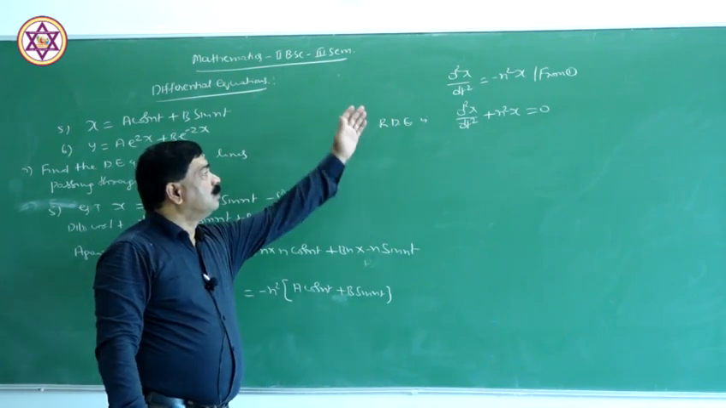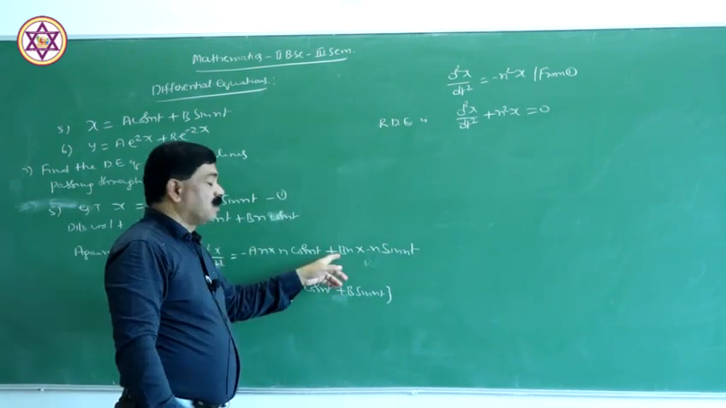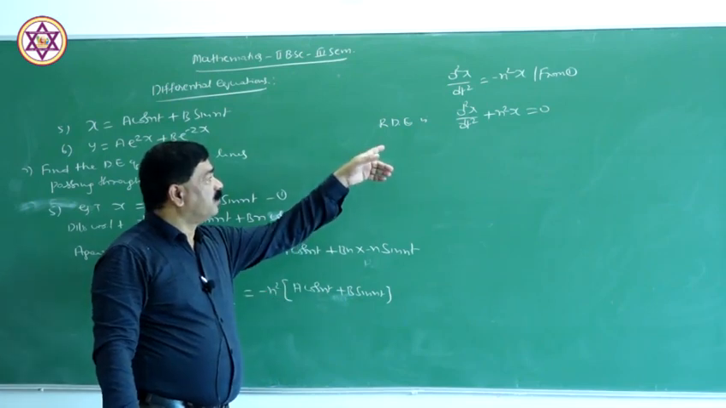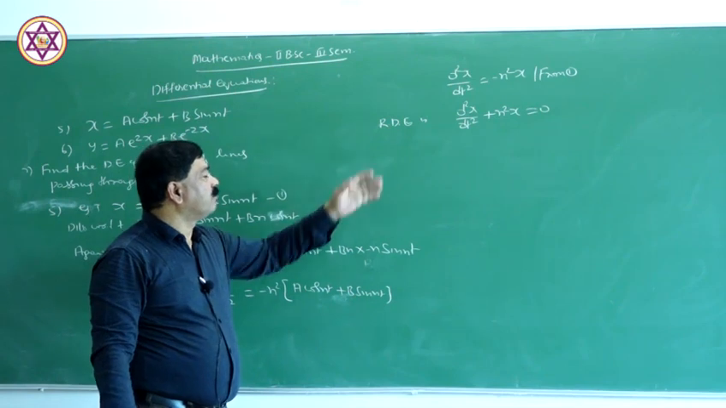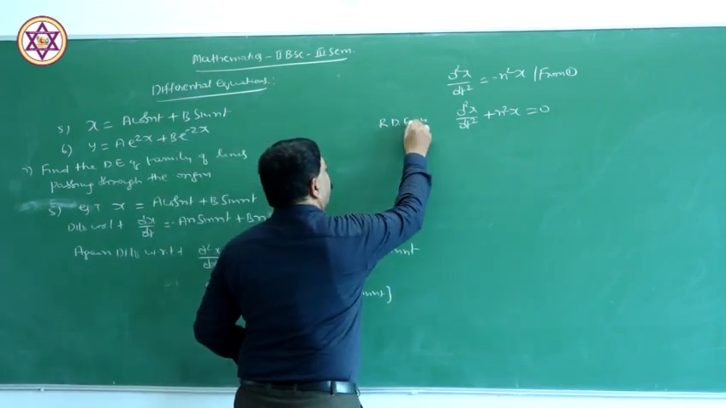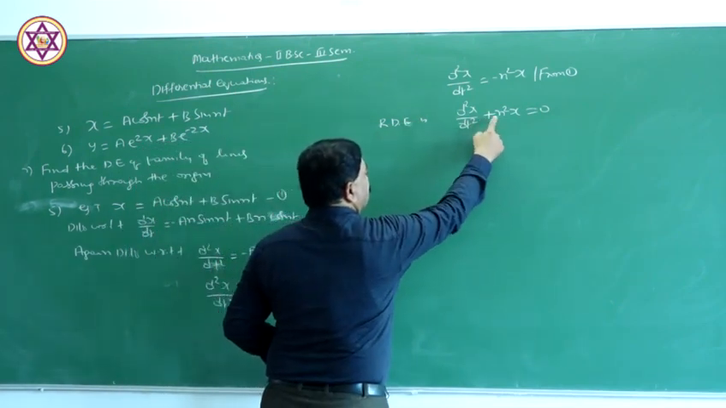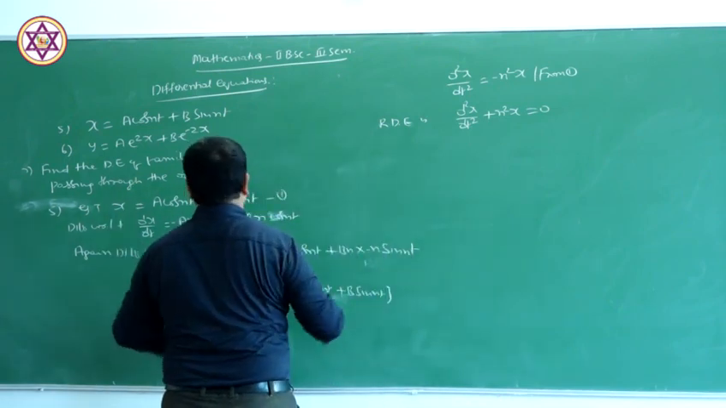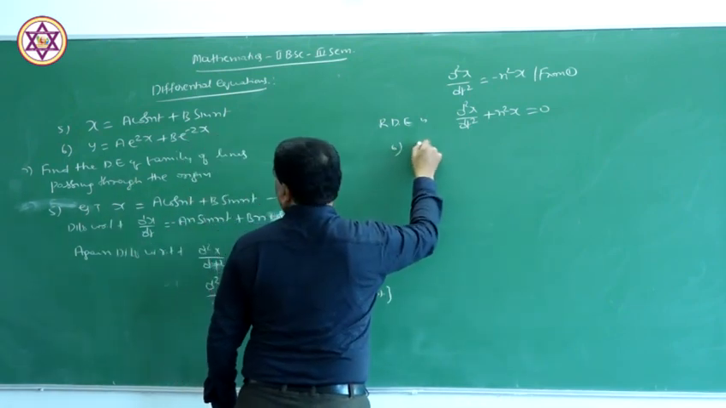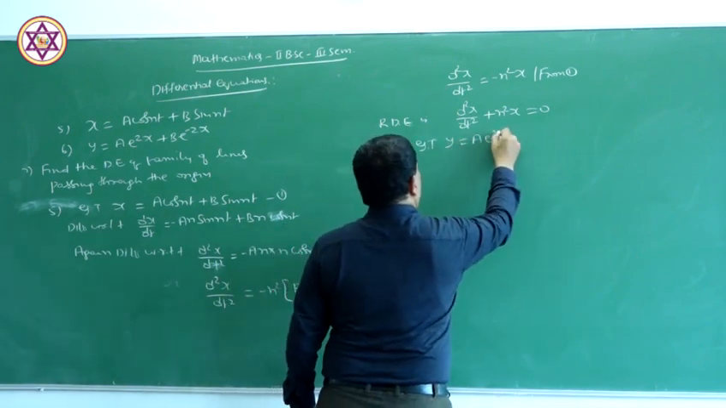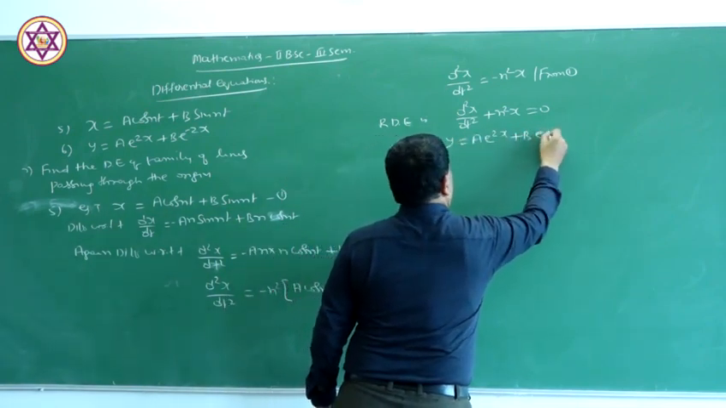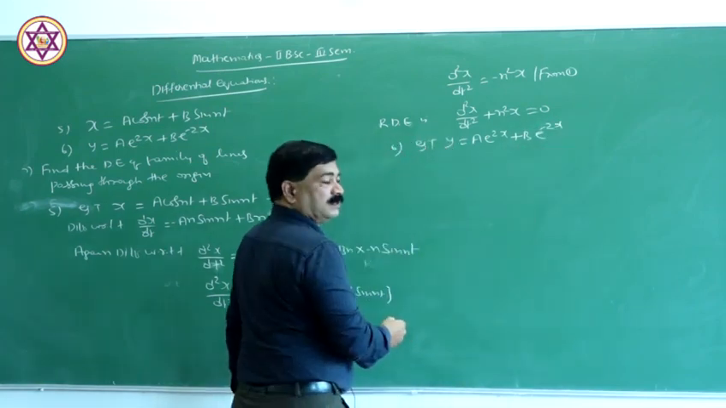Here we are eliminating the arbitrary constants a and b. This differential equation is free from arbitrary constants. Therefore, the required differential equation is d squared x by dt squared plus n squared x. Next question. Given that y is equal to a e power 2x plus b e power minus 2x.